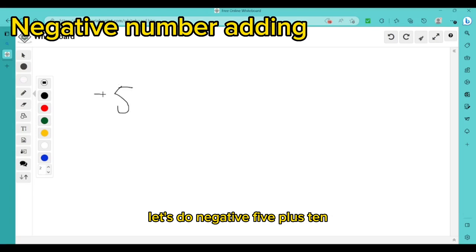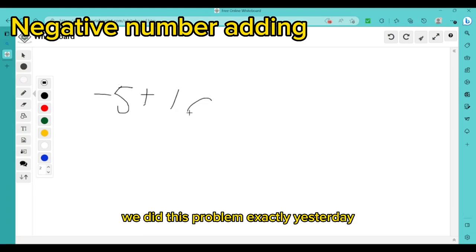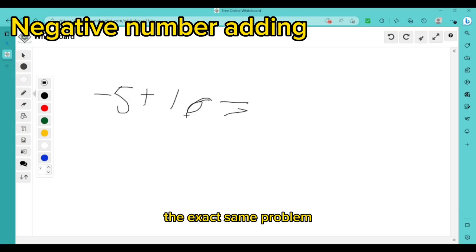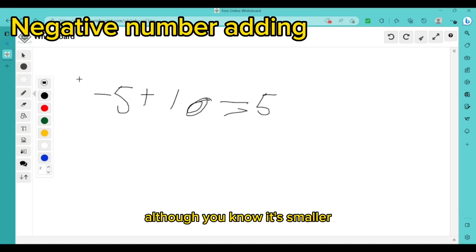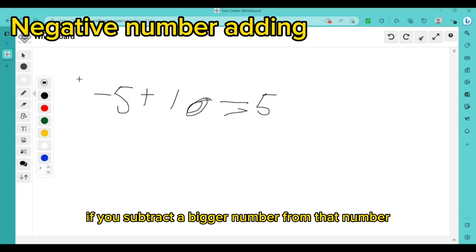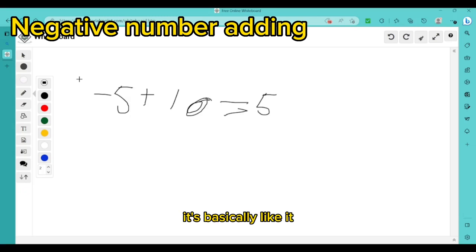Let's do negative 5 plus 10. We did this exact same problem yesterday, and it equals the remainder of positive 5. So if this was negative 10 plus 5, the answer would be negative 5, as negative 10 is actually bigger in a way. Although it's smaller, if you subtract a bigger number from that number, it's basically like that. So we're going to explain it in a way.